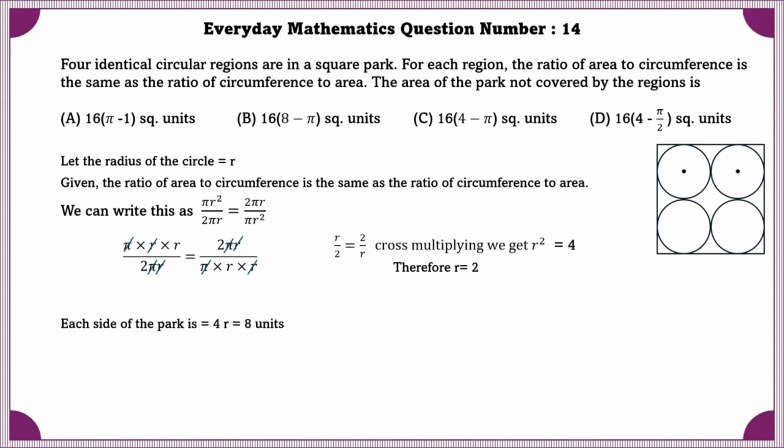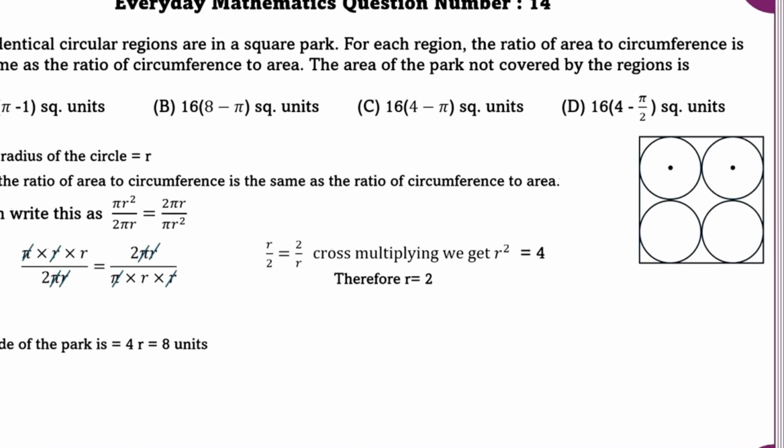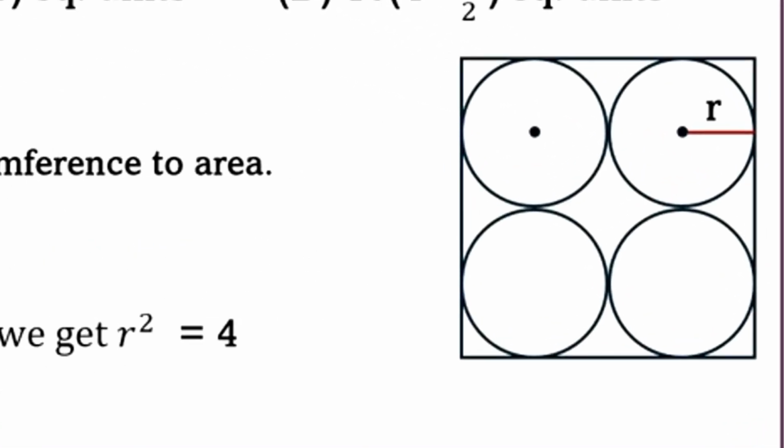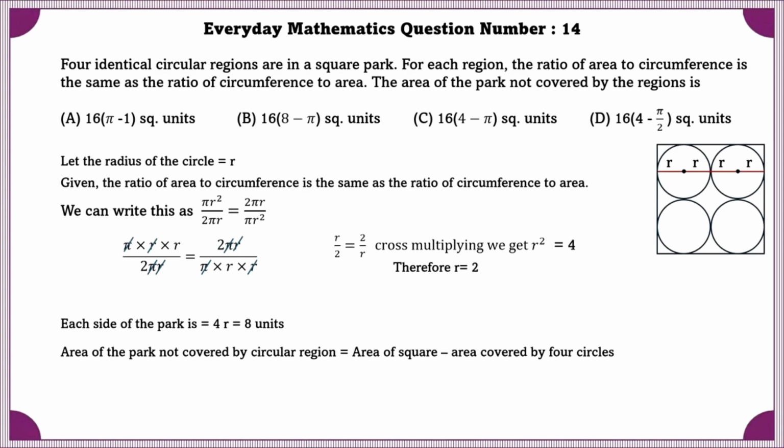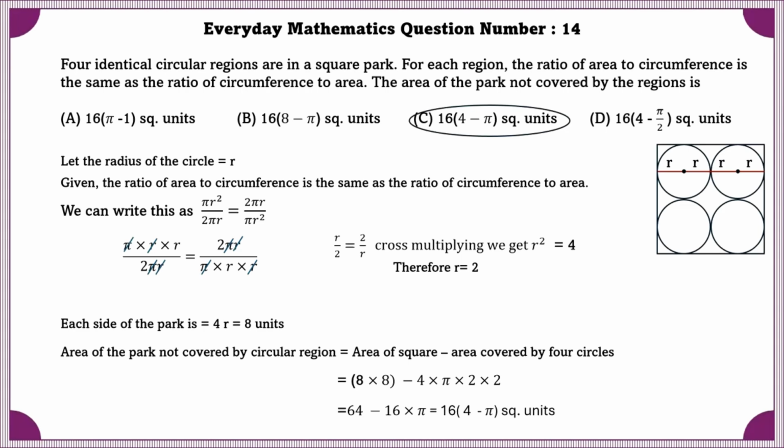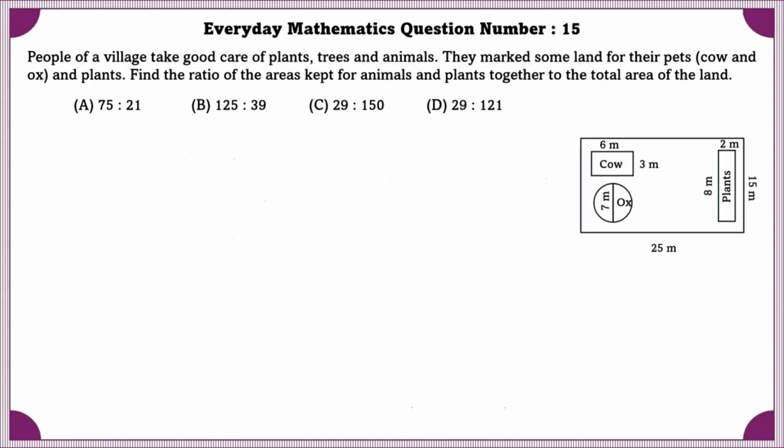Now each side of the park is 4r, which is equal to 8 units. First r, second r, third r and fourth r. So 4r is equal to 8 units. Now area of the park not covered by the circular region is equal to area of square minus area covered by the 4 circles. We can easily find the area of the 4 circles. Then if we find and subtract it from the area of square, we will get 16 into 4 minus pi square units.